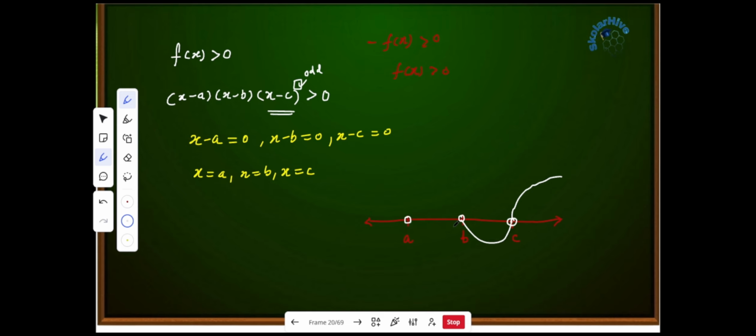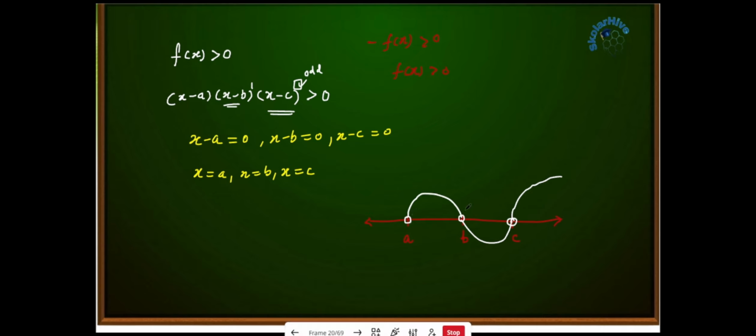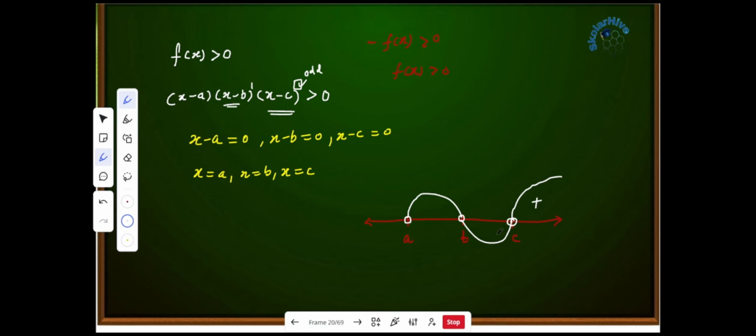So here also a hollow circle. Now we reached the point B. We have to again check the linear factor for which this B is the zero. So here x minus b is the linear factor, and the power of this is an odd number. So again it will change the direction from below the line to above the line. Above the line we mark it as positive, below the line we mark it as negative. So again this is positive.